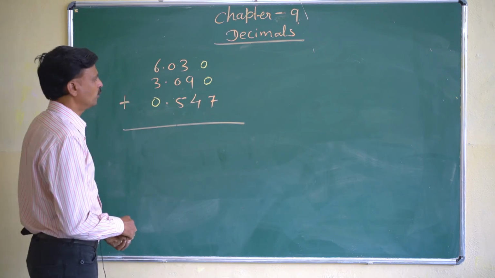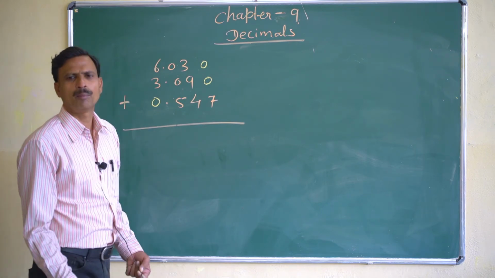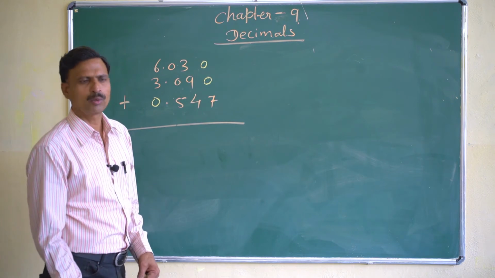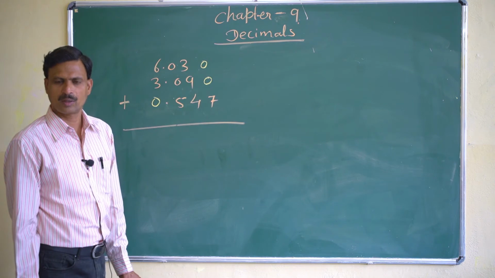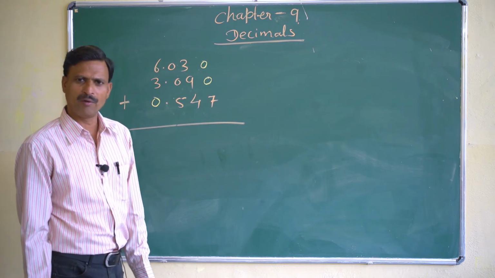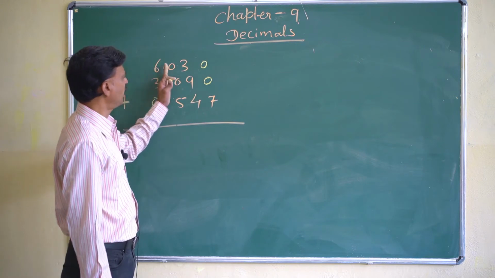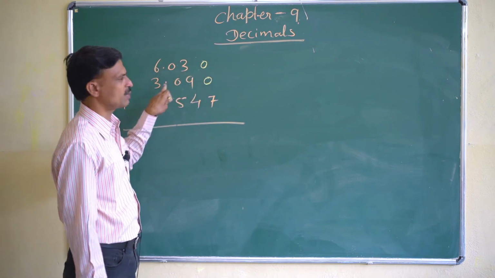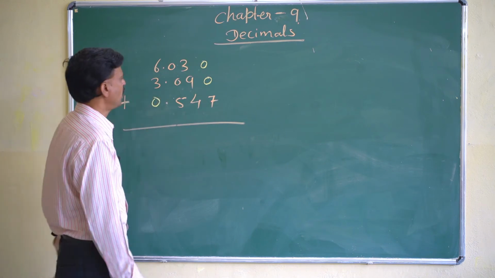Now we'll add. Before adding or subtracting decimal numbers, remember to convert all numbers into like decimals first. So do you understand now what the meaning of like decimal is? Like decimal means the number of digits before the decimal and after the decimal must be the same. If they are not, we can put 0. Okay, now we'll add.